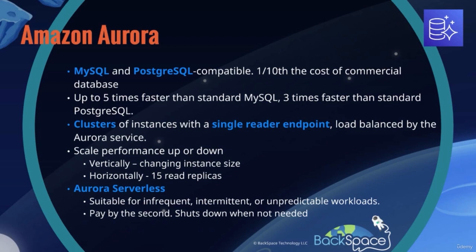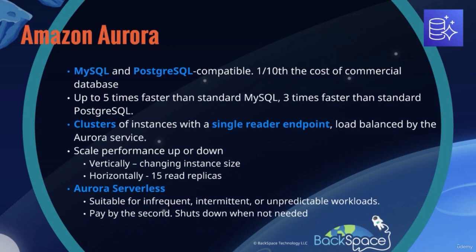Unlike RDS, where you're launching individual instances, Aurora will launch a cluster of instances, and the advantage of that is that it will have a single database endpoint, and the requests coming to that single reader endpoint will be load balanced automatically by the Aurora server. So it solves that problem of using RDS read replicas and routing all of your requests to those multiple read replicas. Aurora will look after all of that for you.